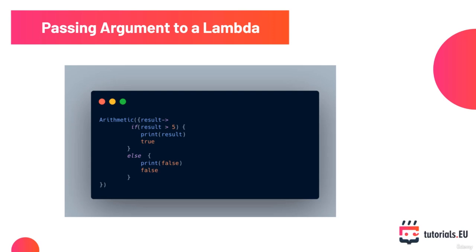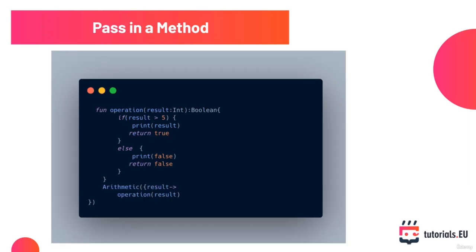Okay. Now, to actually pass an argument or implementation of the lambda, we use curly braces. So in this Arithmetic class, we receive the result passed in the init block and then check if the value is greater than 5. Because it has a Boolean return type, we have a true or false at the end of each condition block here as well. So we can also create a method first and then call it with the lambda. So you see, we have this method operation at the top, and then we call it using a lambda at the bottom.